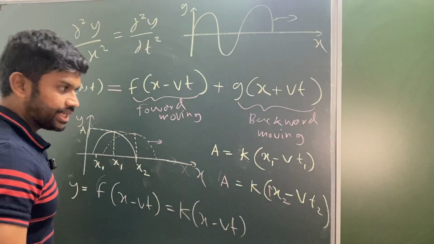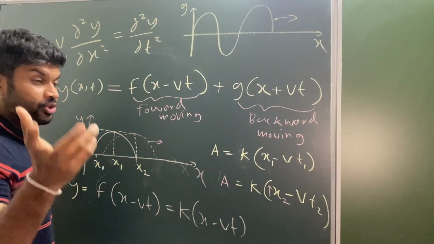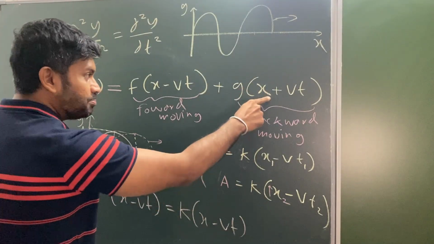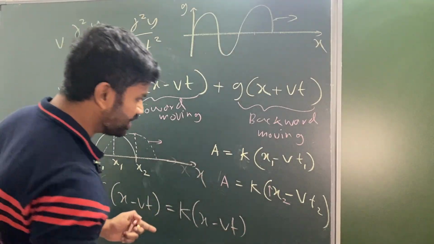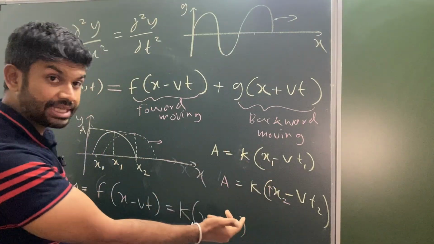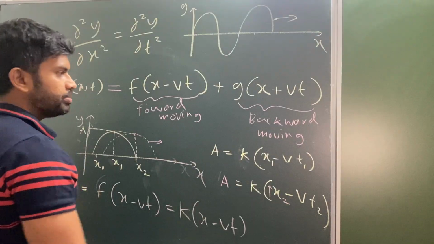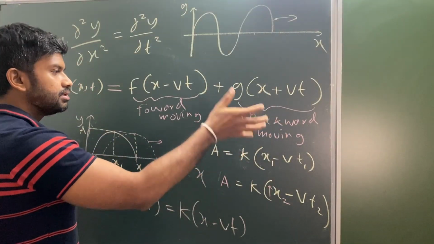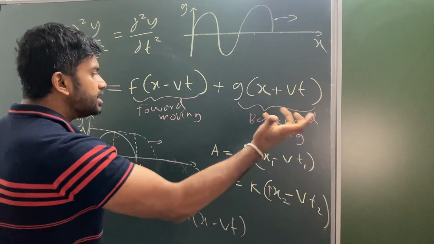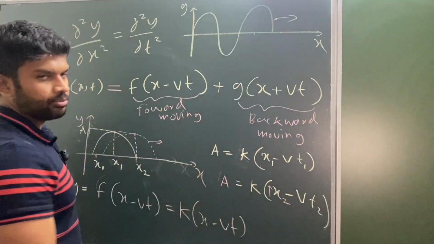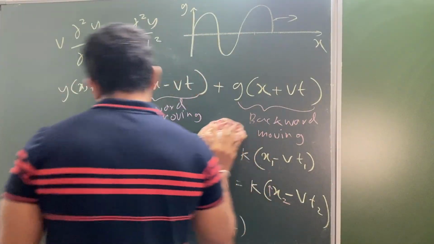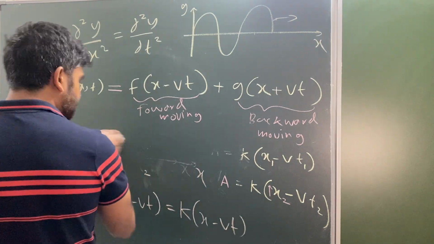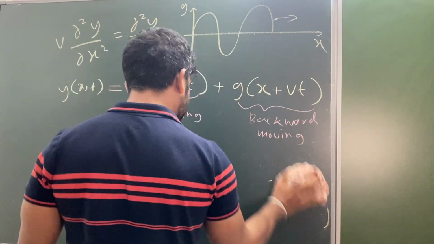Cool. Right. So I know you are smart enough to figure out that this is a backward moving wave. You can try it as homework. I'm not going to do it here. I think you can use the same technique, same method, and you will be able to finally conclude that this is a backward moving wave. Okay, I think we're done with that.